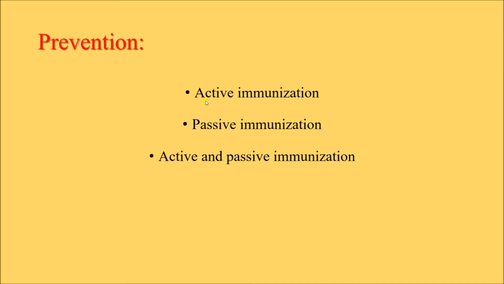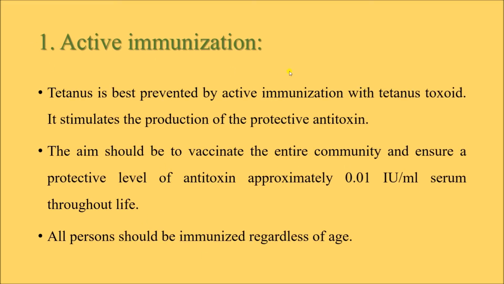Prevention can be done by active immunization, by passive immunization, and a combination of active and passive immunization. Active immunization is done by tetanus toxoid vaccine. The aim should be to vaccinate the entire community and to ensure a protective level of antitoxin, approximately 0.01 international unit per ml serum, throughout the life. All persons should be immunized regardless of age. So, it does not matter what the age of the person is, he should receive the vaccination.